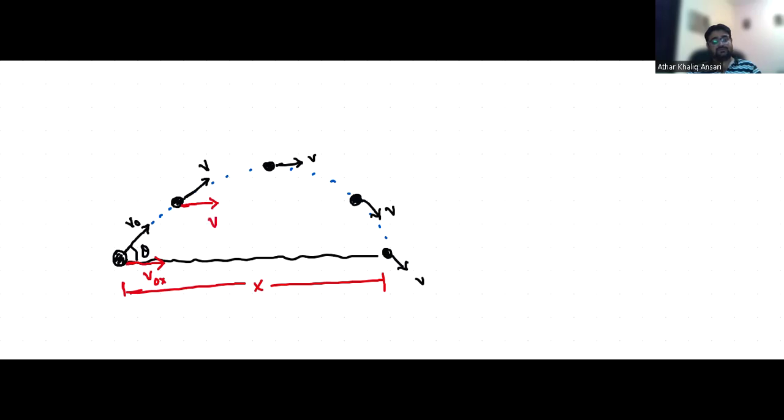time t, vx will remain similar. So Vx is equal to V naught x. When it reaches maximum height, it will again be Vx, and it will still be the same. Similarly, when it reaches here and when it is going to hit the ground, it will be the same. So keep in mind that the first important property is that Vx remains constant. The horizontal component of the velocity remains constant as it was initially v naught x, throughout the journey.